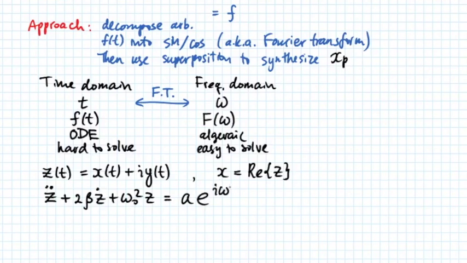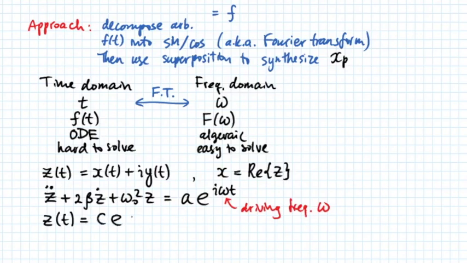Now note that we understand the driving force to be only a function of one frequency. Omega is the driving frequency. But if we solve this problem for one driving frequency, turns out we solved the entire problem because of superposition. If we decompose the driving force into a sum of sines and cosines via Fourier transform, we search for solution to this problem in the form of exponent c times e to the i omega t.